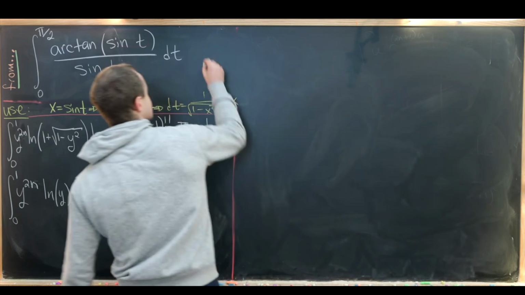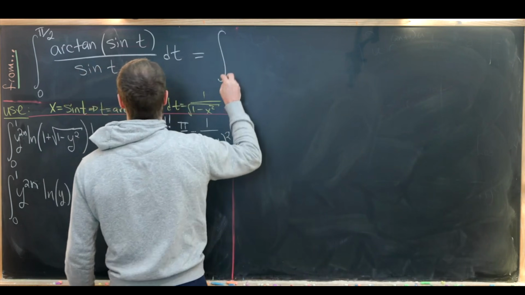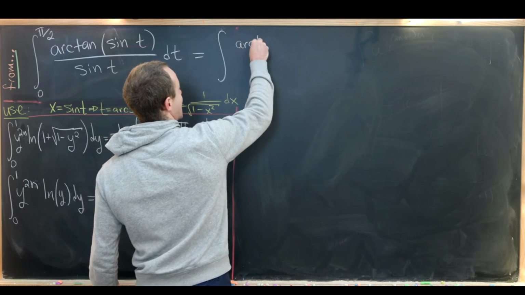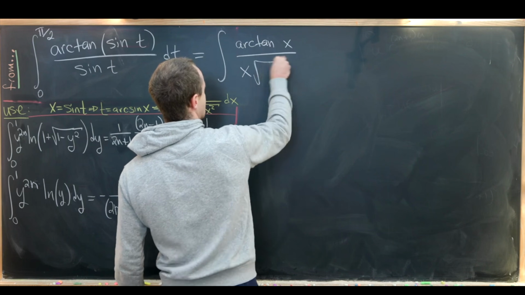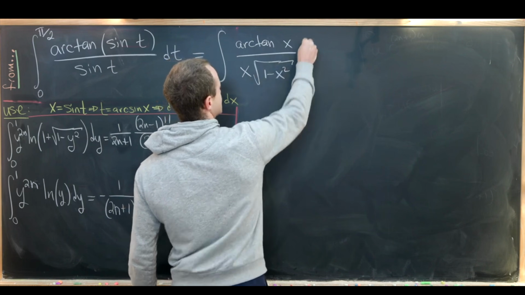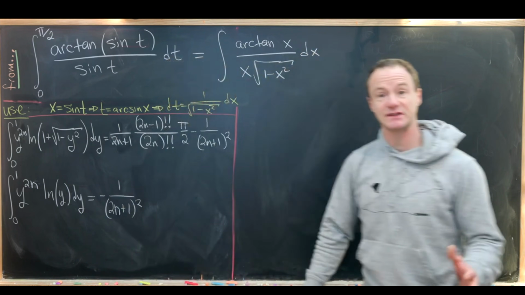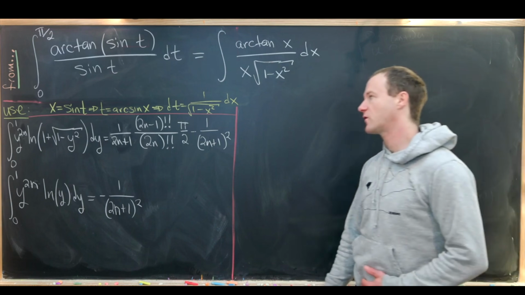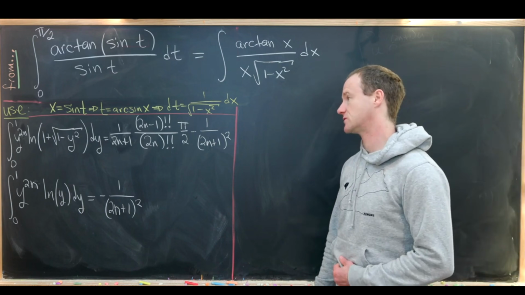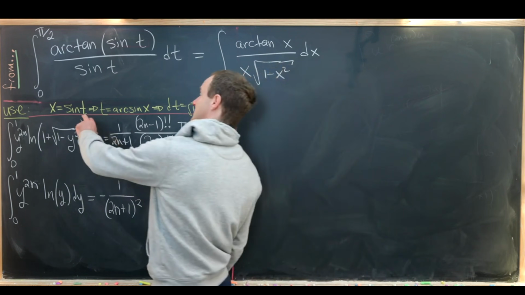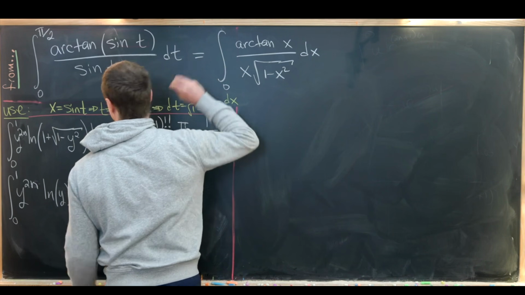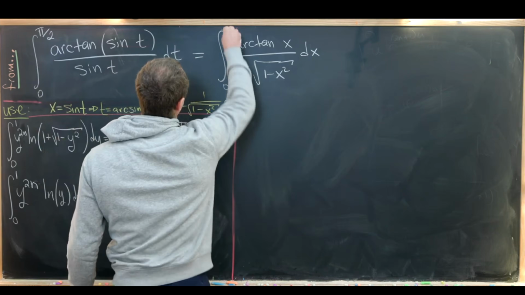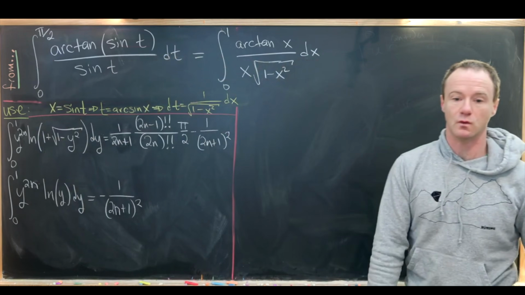Let's see what that gives us. So we'll have the integral of the arctan of x over x times the square root of 1 minus x squared dx. That's what happens there. Then furthermore, what happens to the bounds of integration? So when t equals 0, x equals 0, and when t equals pi over 2, x equals 1. So now we have the integral from 0 to 1.